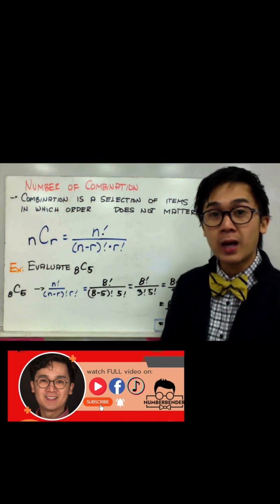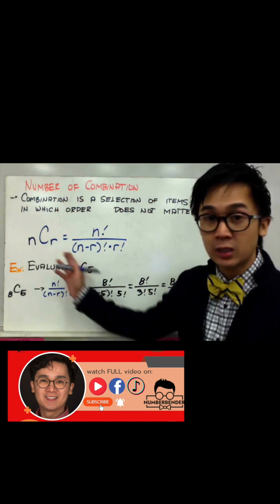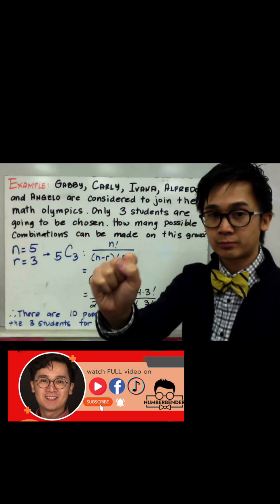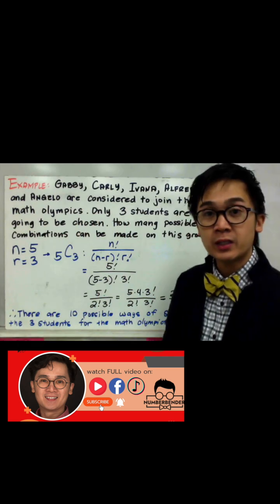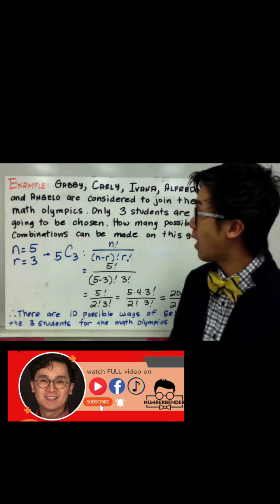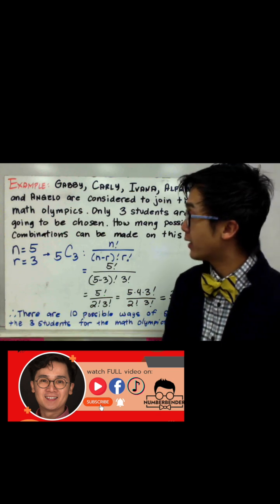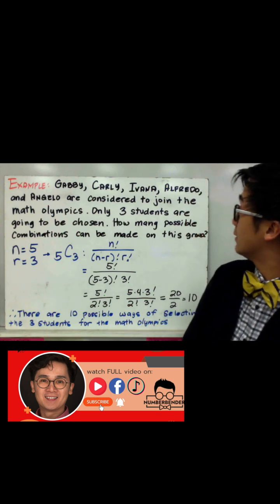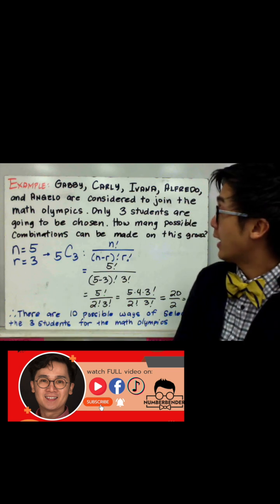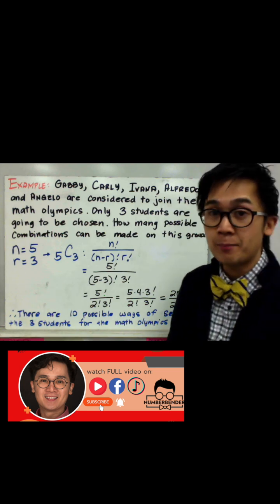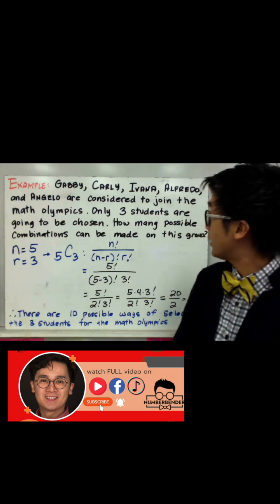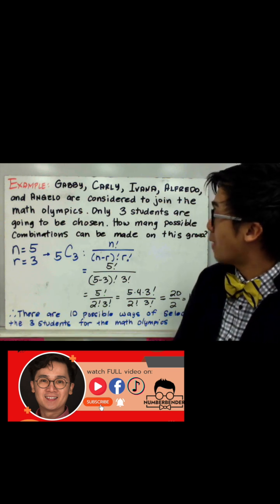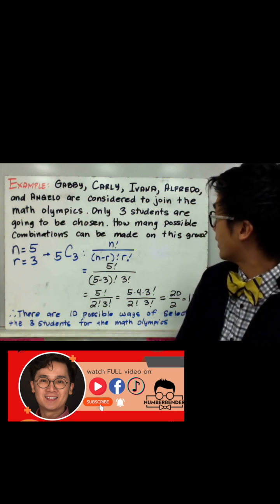Now how do we apply combination, or this particular formula, in a word problem? In this particular example, we're going to use combination to evaluate the word problem. So we have Gabby, Carly, Ivana, Alfredo, and Angelo, and they are considered to join the Math Olympics. However, only 3 students are going to be chosen. Now, how many possible combinations can be made on this group?